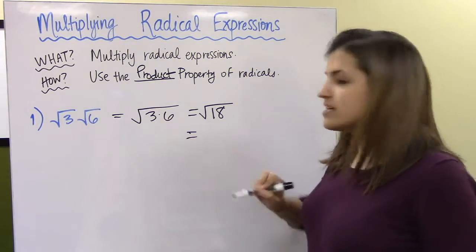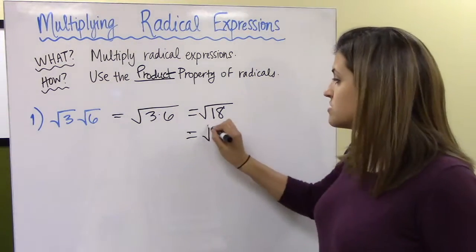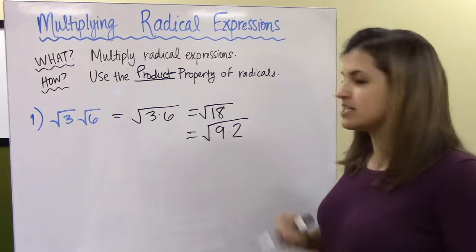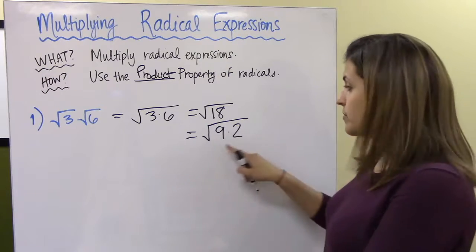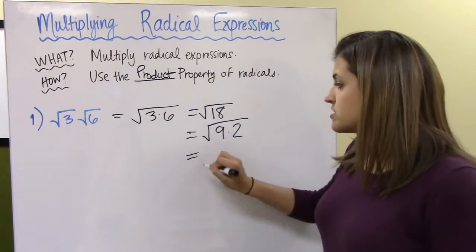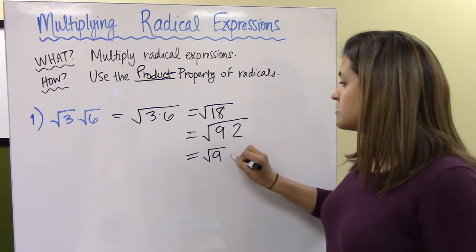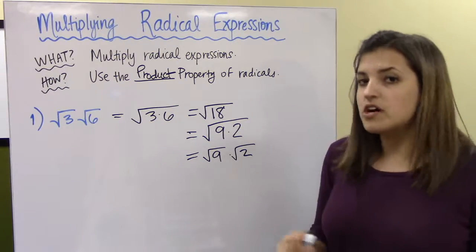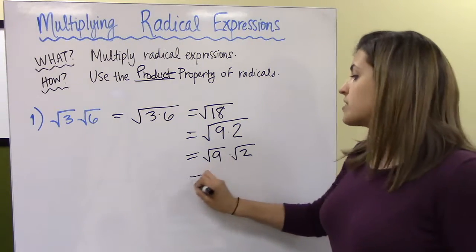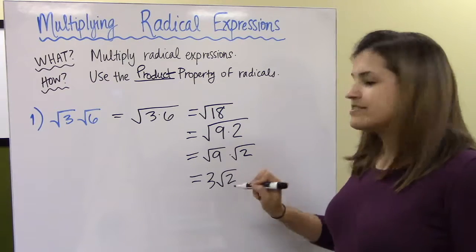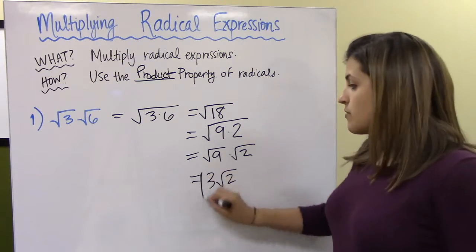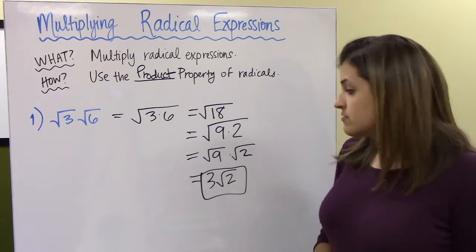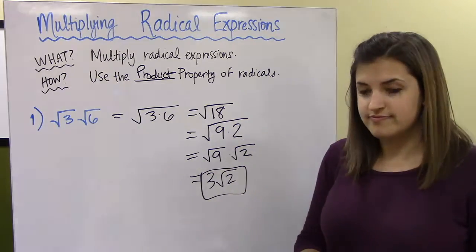So 18 is 9 times 2. So let's rewrite this as the square root of 9 times 2. And let's use that product property the way that we first learned it, where we kind of separate this. So we can separate this into the square root of 9 times the square root of 2. We all know the square root of 9 is 3, so we're going to get 3 square root 2. And since 2 is prime, we can't do anything with it. It's not a perfect square. We are done. So our answer is 3 square root 2.